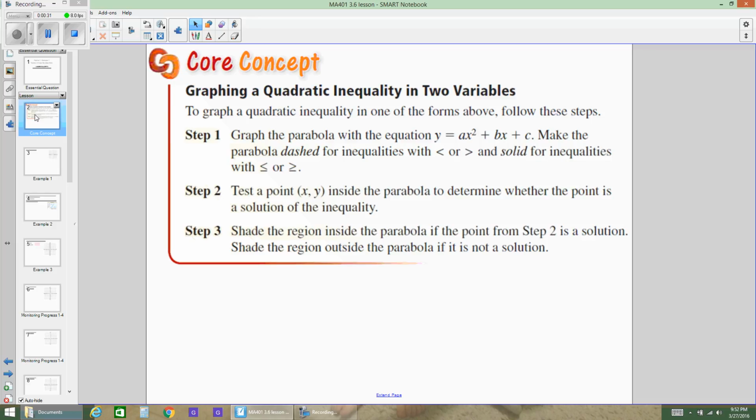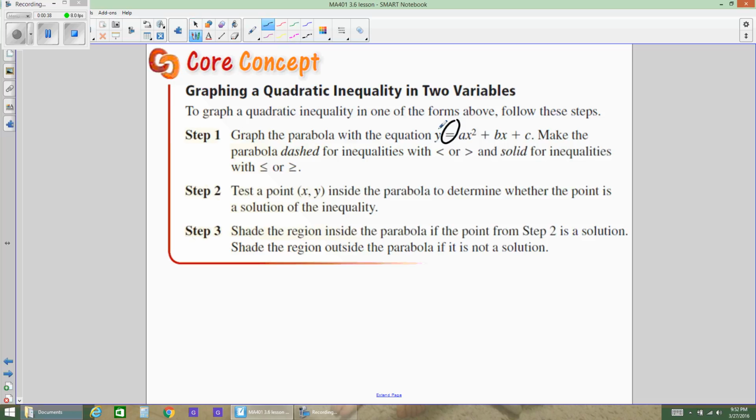The first step is to graph the parabola, pretending that it's an equal sign. See how they pretend it's an equal sign here? And then you need to use a dashed line or a solid line depending on the inequality symbol. So when do you use a dashed line? If the symbol is less than or equal to. And you use a solid line if the symbol has the or equal to underneath it.